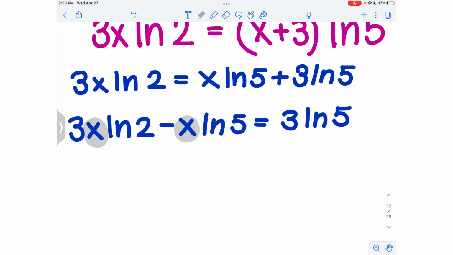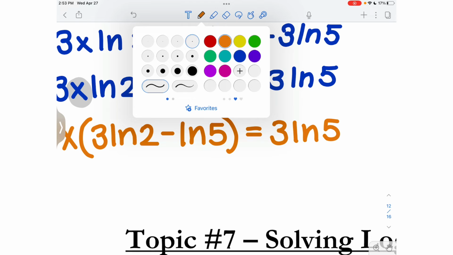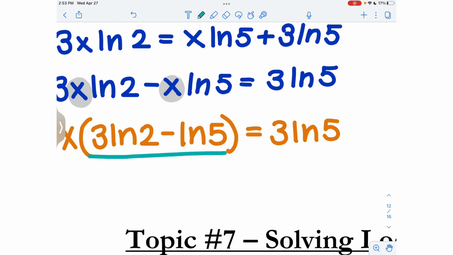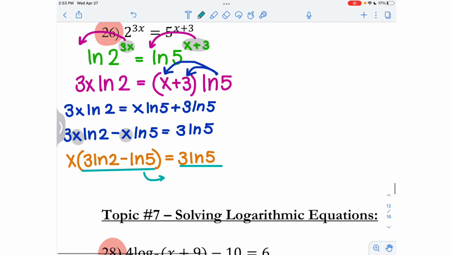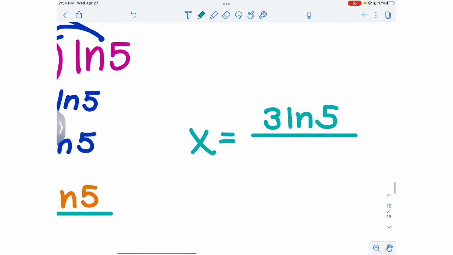Now I have 2 x's on the left, which means I can factor it out. When I take out the x, I'm just left over with anything that's not an x. So 3 natural log of 2 minus natural log of 5 equals 3 natural log of 5. And last, but certainly not least, I have to get x by itself. So I'm just going to divide over this parenthesis to the other side. It's going to go underneath the 3 natural log of 5. And that gives me my final answer. 3 natural log of 5 over this parentheses, 3 natural log of 2 minus natural log of 5.